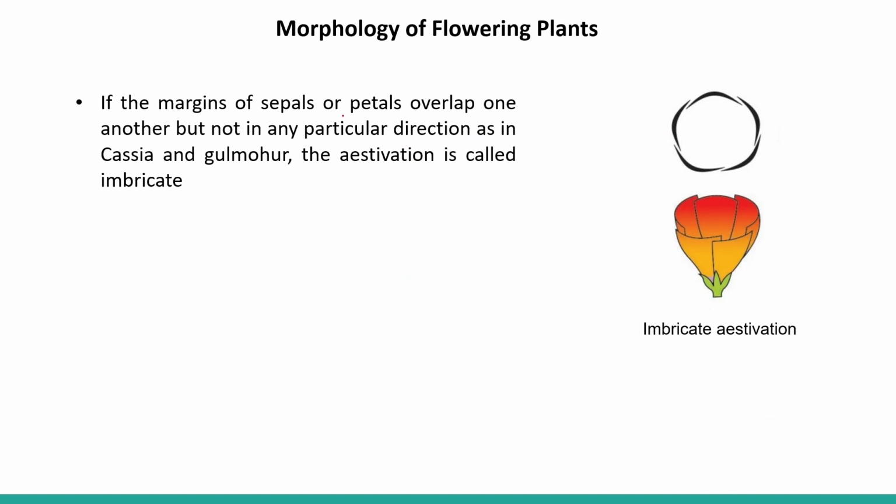If the margins of sepals or petals overlap one another but not in a particular direction, as in cassia and gulmohar. In the previous one we saw that the overlapping is fixed, but here the overlapping is not fixed. Here both the ends are overlapped, but here only one end is overlapped. So the direction is not fixed. This is called imbricate aestivation. Overlapping is there, but the direction is not fixed. Examples are Cassia fistula and gulmohar.